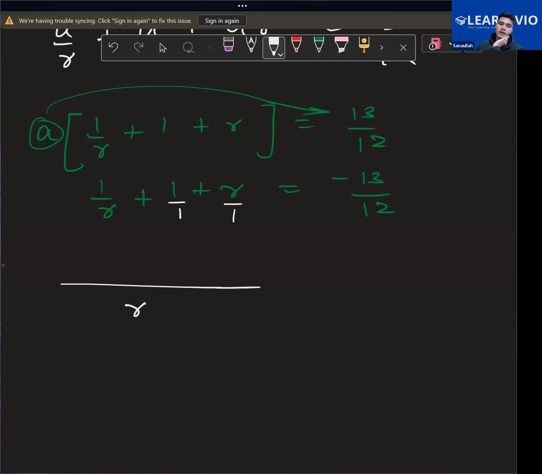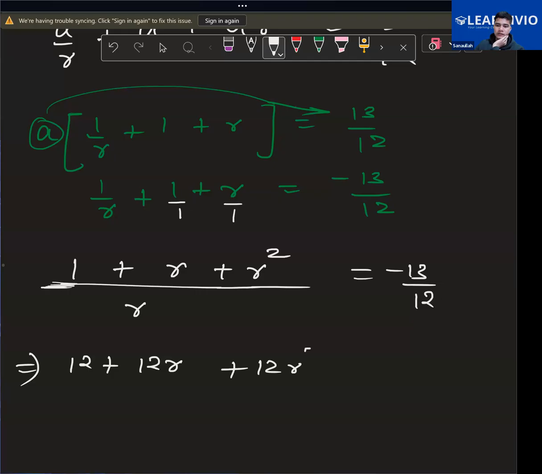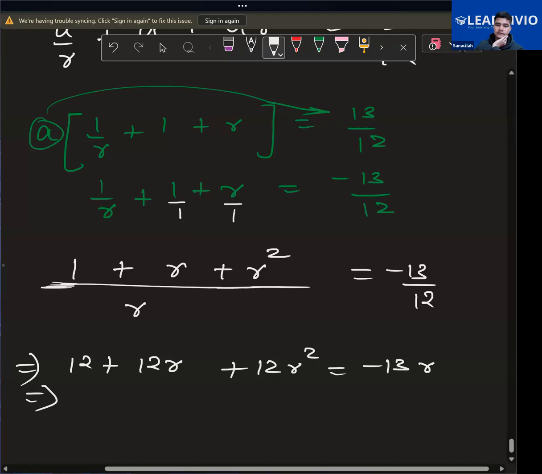Okay, then guide me. So it will be 1 plus r plus r square. Good. And we have minus 13 over 12. Now, what should I do? Can I do the cross multiplication? Yes, sir. So 12 plus 12r plus 12r square equals minus 13r.